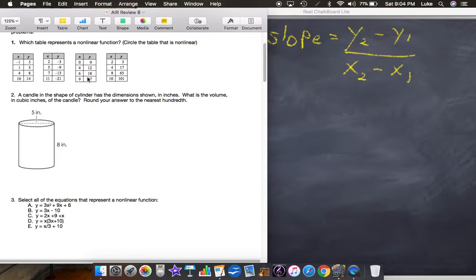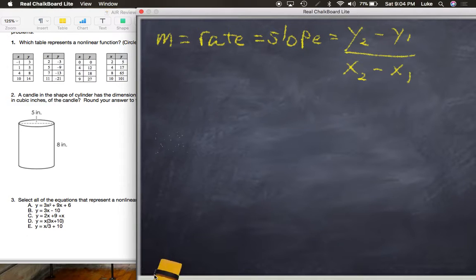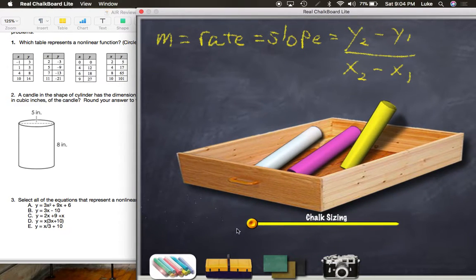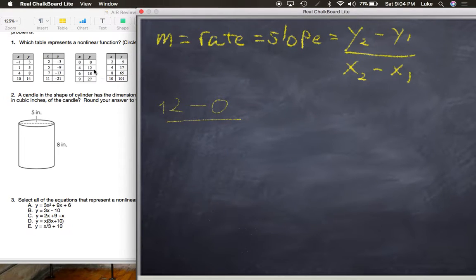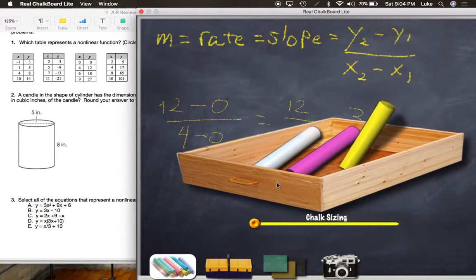So let's do table number 3 here. Our y2 is going to be 12 and our y1 is going to be 0, so that's easy. We're going to use 12 minus 0 as our first part. All right, so 12 minus 0, that's y2 minus y1. And then, of course, we have x2 is 4 minus 0. That's 4 minus 0. Now that's going to give us a final of 12 over 4, which of course comes out to 3. Now, that's our first set.